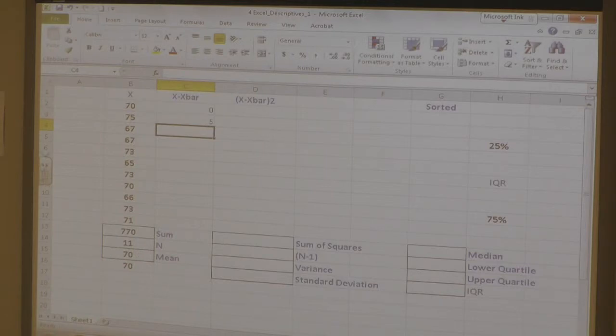Now, I'm going to redo this. I'm going to go into this cell up here, and I'm going to do a little bit of a trick here. Instead of saying the mean, I'm going to put a dollar sign in front of the B, and a dollar sign in front of the 15.